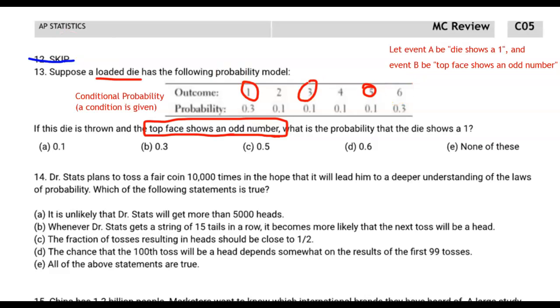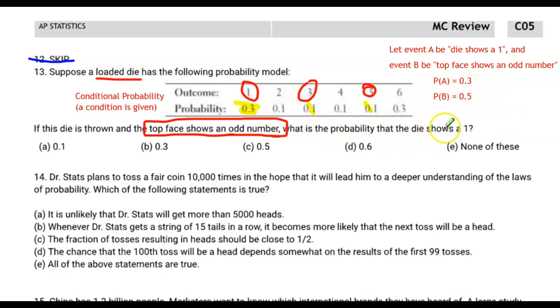Now let's find the probability of each of these events. All right, the probability of A is 0.3. Well, wait, why isn't it 1 out of 6? Because it says the probability of getting a 1 is 0.3. It says it right here. And the probability of B, top face shows an odd number, is going to be 0.5. Why is that? Because it's 0.3 plus 0.1 plus 0.1. Excellent. All right, so that means we have the 2 probabilities here.